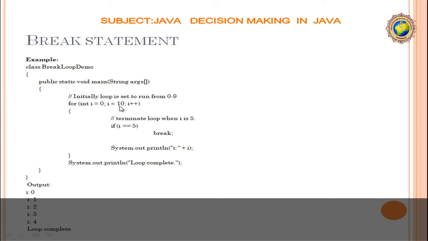2 less than 10, yes, the condition is true, then I plus plus, so it becomes 3, 4, 5. But whenever 5 comes, if I equal to 5 then the break statement is executed. So we will get the output loop completed. So ultimately the break statement is used to exit the loop.